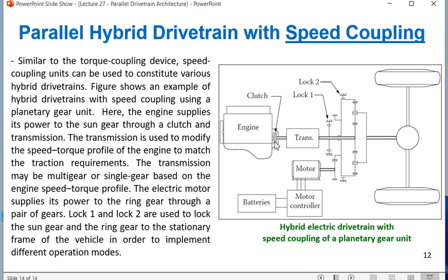So engine, clutch, transmission, battery, motor controller, motor. After that there are the sun gear systems and all. Transmission 1 is connected to the shaft. This is the axle, and it goes to the differential, then the wheel.